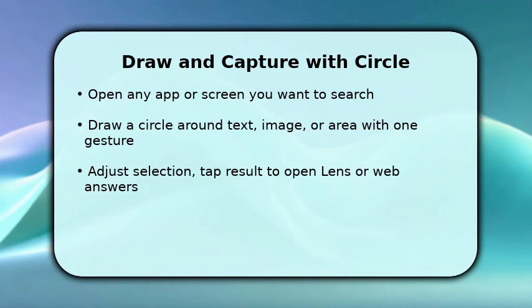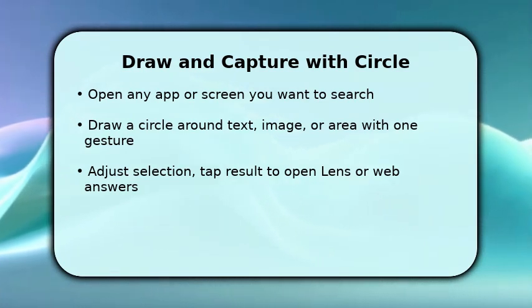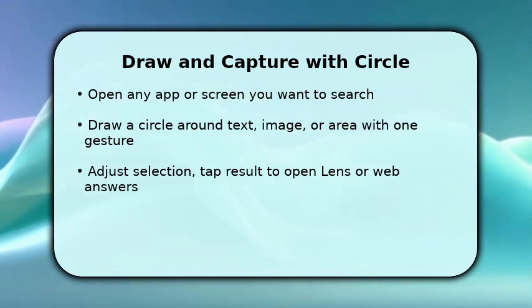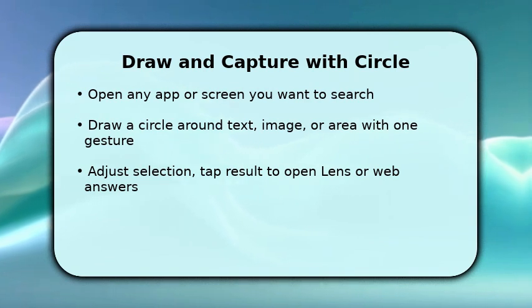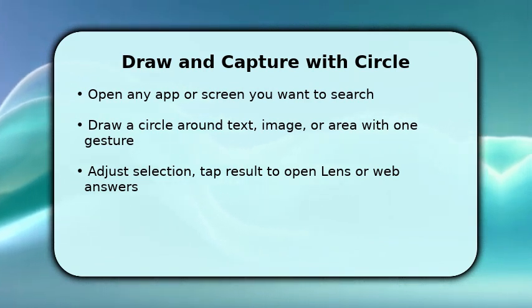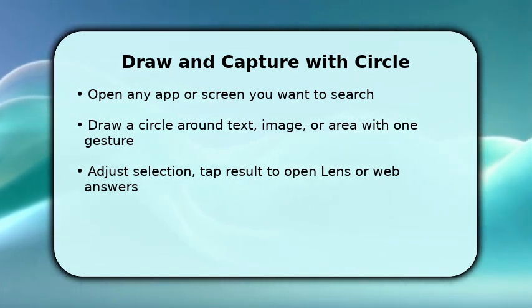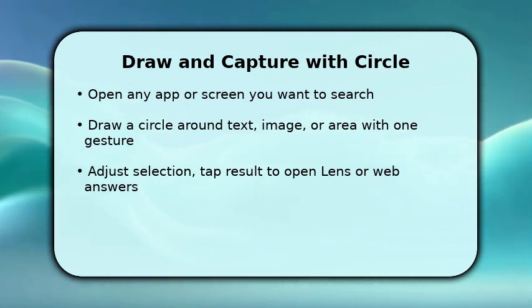You perform the action by opening the screen you want to search and drawing a quick circle around the target with your finger. Once you lift your finger, the Google overlay captures that region and runs Lens or a web search. This happens because Circle recognizes screen content and queries the Google service.